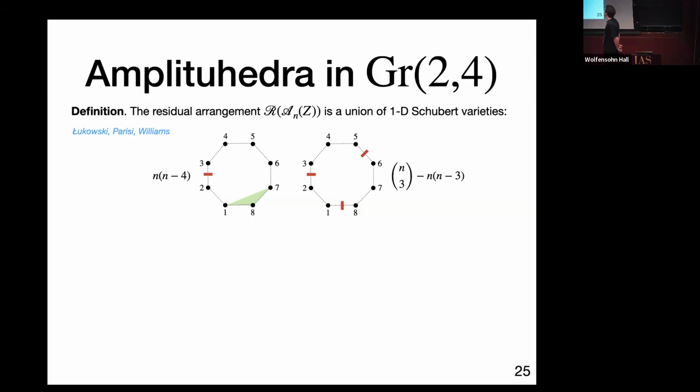An important or interesting observation here is that you don't expect this to be one-dimensional. Now we have a 4-dimensional thing. If this were a polytope, you'd expect the residual arrangement to have dimension 2. That's not what happens for the amplituhedron. So the residual arrangement is one-dimensional, and it's a union of Schubert varieties. They are depicted by these diagrams.